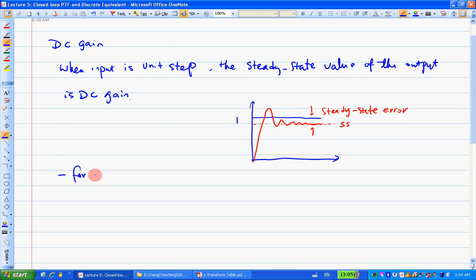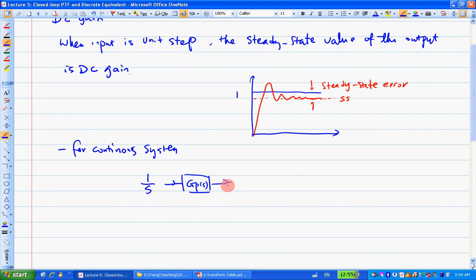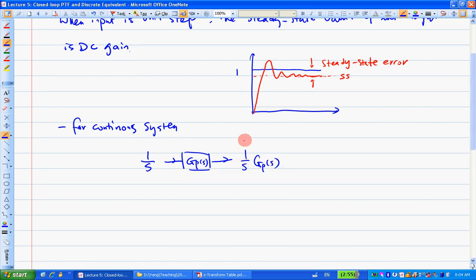For a continuous system, according to the definition, the input is a unit step input, and its Laplace transform is 1 over s. If you give that to a plant or system, you have the output. What we want is the steady state value of the output. The output is 1 over s times GP(s). The steady state value can be obtained by using the final value theorem. So the DC gain is the limit as s goes to 0 of 1 over s times GP(s).